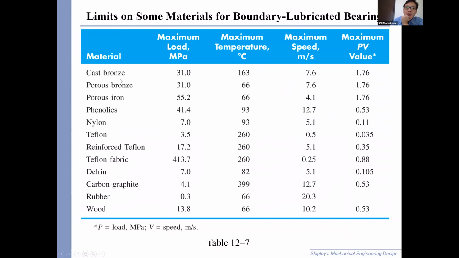Bronze, porous iron. Phenolics is a type of plastic. Nylon, Teflon, Delrin. Delrin, I think it's a trade name, a trademark by a company. They developed a special one. Okay, carbon graphite, rubber, wood. Obviously, you don't actually want them as real bushings, but sometimes it shows up.